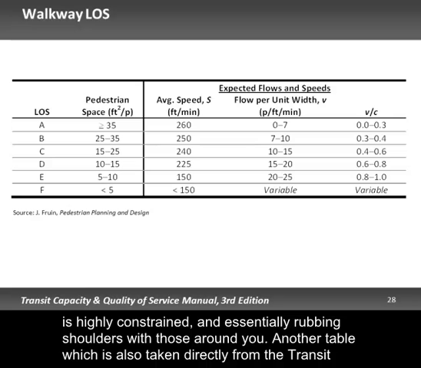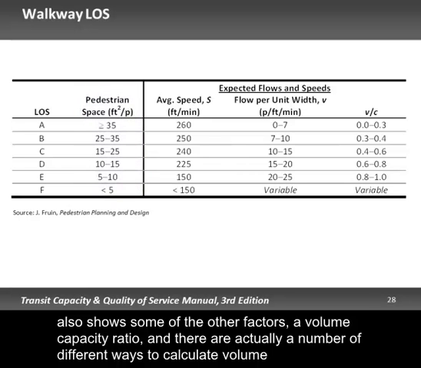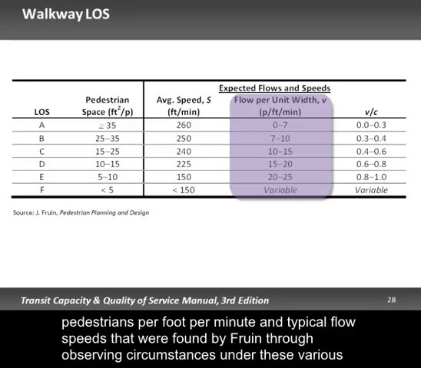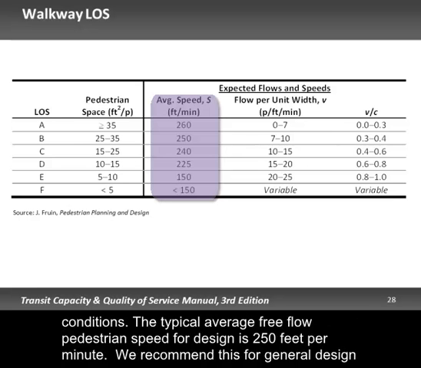Another table, which is also taken directly from the Transit Capacity Manual, so you can find this reference there, shows the square feet per person for each of the levels of service for walkways, and also shows some of the other factors, a volume capacity ratio, and there are actually a number of different ways to calculate volume capacity ratios. This is just one application using essentially absolute capacity, and some other measures of flow unit width versus the pedestrians per foot per minute, and typical flow speeds that were found by Fruin through observing circumstances under these various conditions.